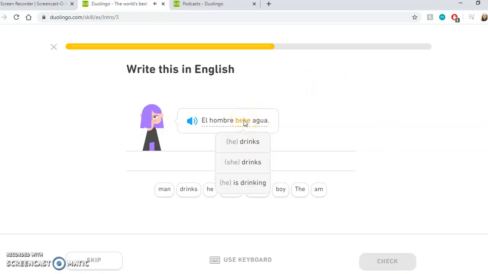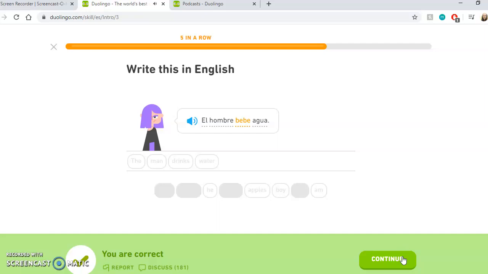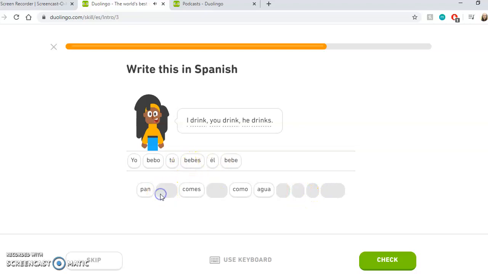And once again, we need to write this in English. I don't know what bebe means, so therefore we go over it, and it means drinks. So, the man drinks water. Now, we need to do it the opposite way, writing it in Spanish. I know that yo is I, beber is to drink, so therefore it's yo bebo, tú bebes, el bebe.